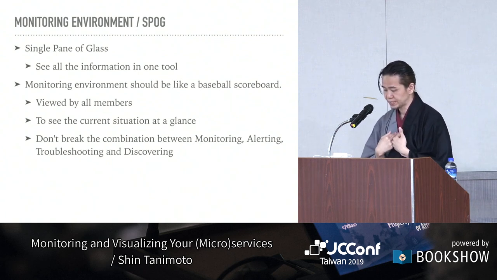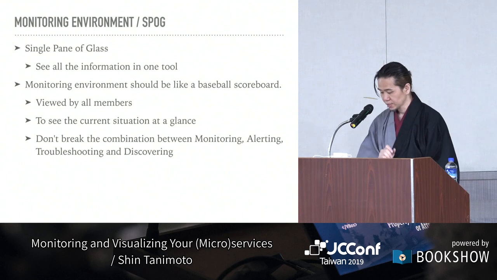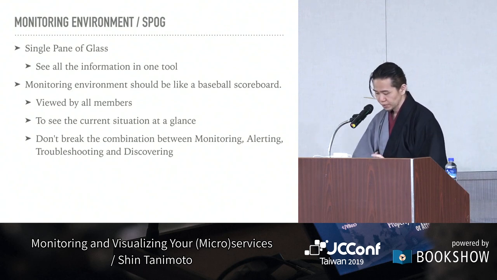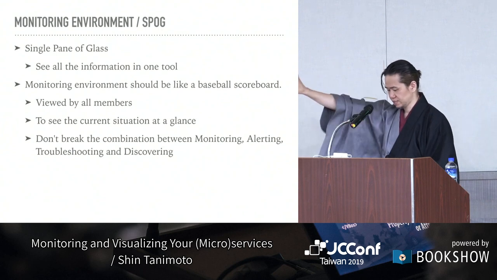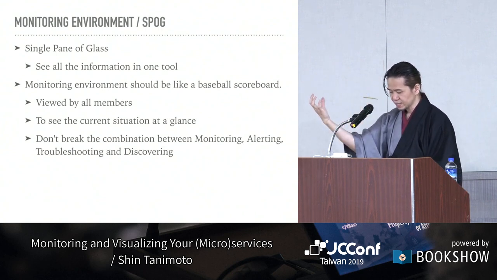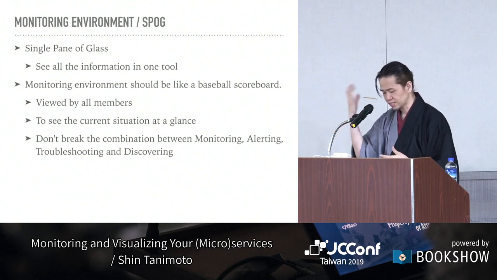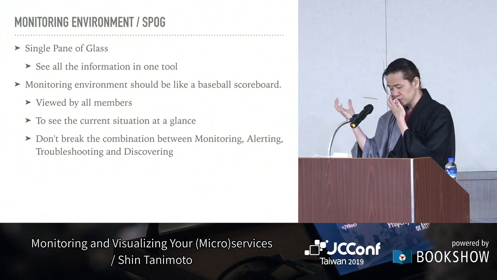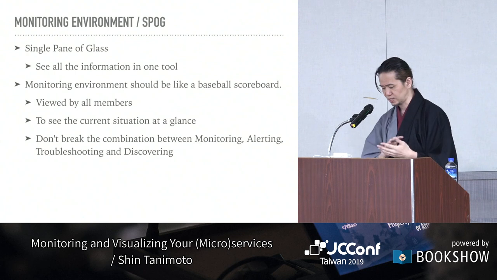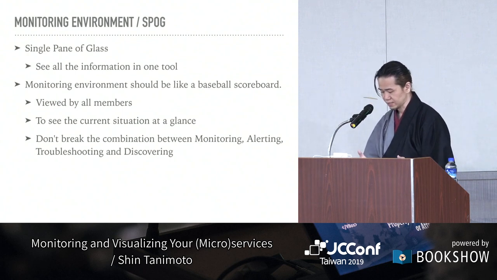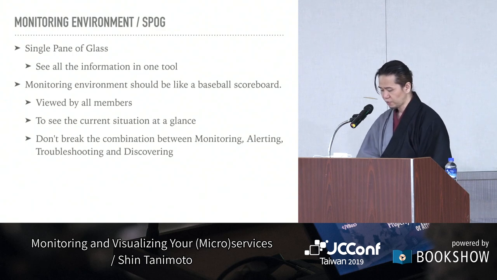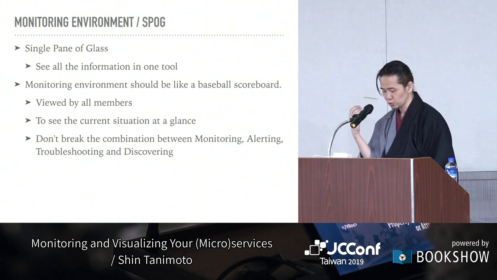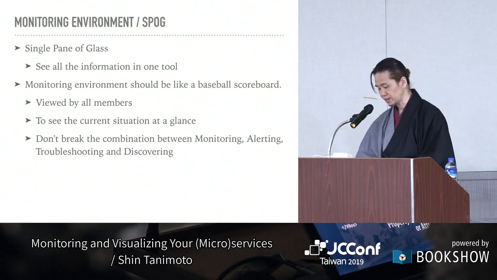Let me explain a little more why I use Elasticsearch and Kibana. There is what's called SPOG, or single pane of glass. It means to see all information with a single tool. I think the monitoring environment should be like a baseball scoreboard. In other words, everyone watches the same thing, they can see the situation at a glance, and they can watch the same data, no segregations. If we do this with multiple tools, we'll have to put them side by side to see what's going on, and sometimes we have to set the same configuration in different tools. What's more, different tools can cause communication losses. So I'm focused on centralizing into one tool, and I want to use Elasticsearch and Kibana to realize the idea of SPOG.